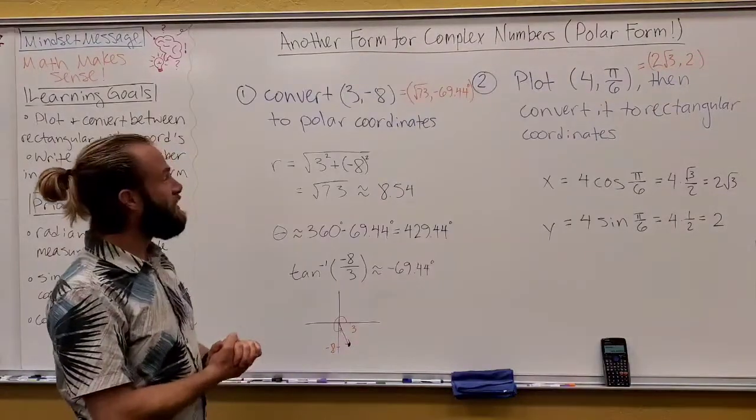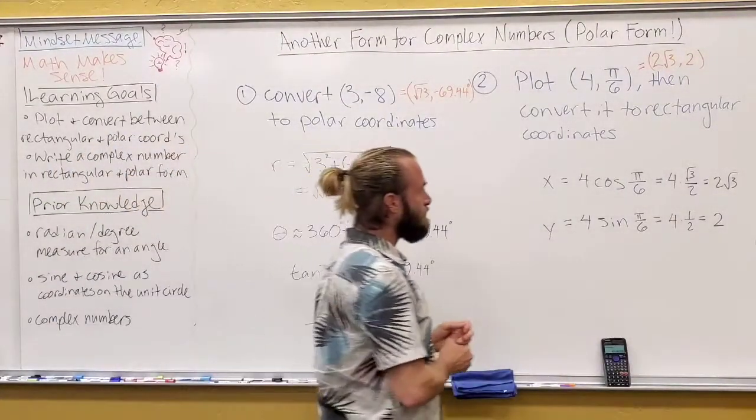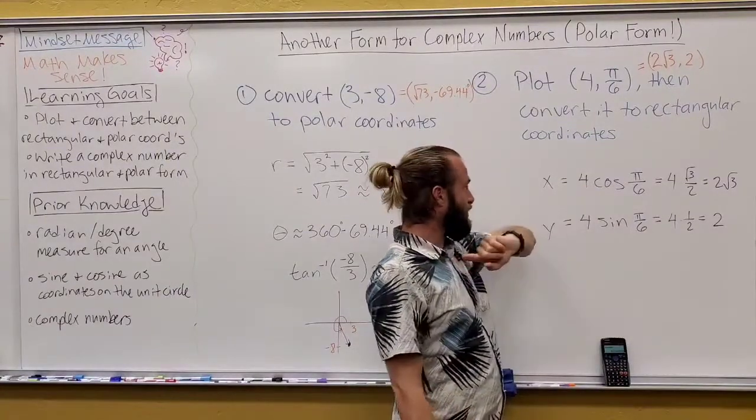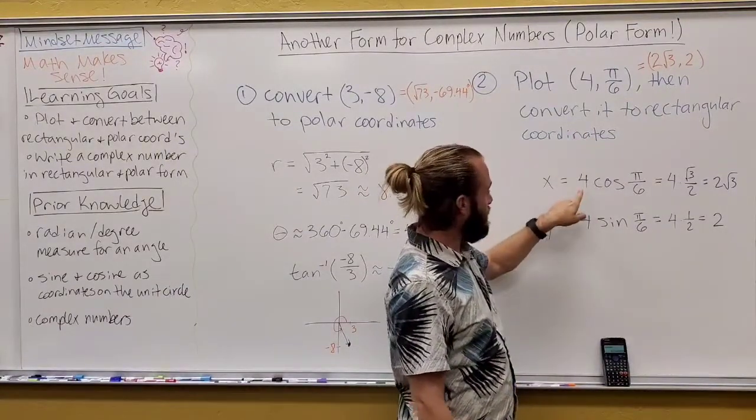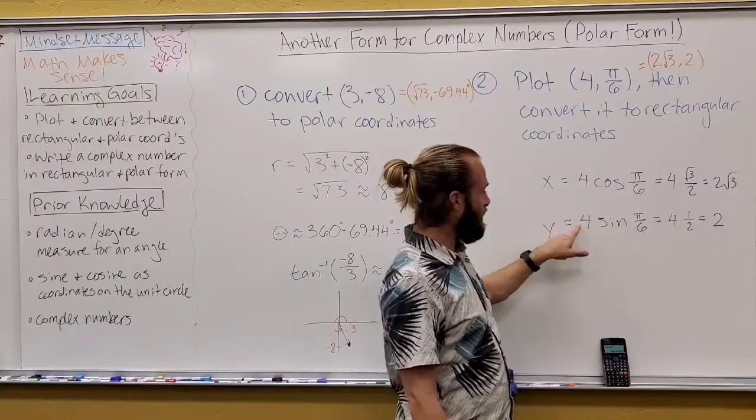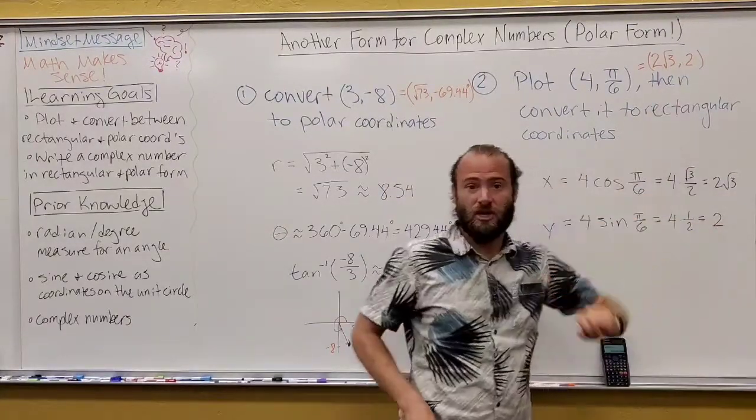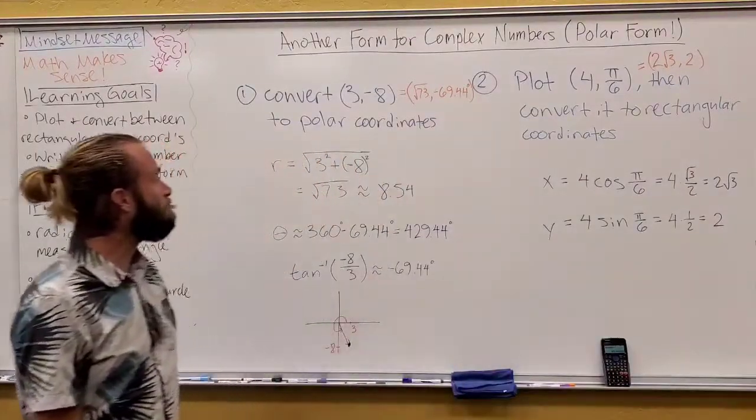Okay? So the other one here, probably a little more straightforward. You can simply just put right in there. So r cosine theta and r sine theta, and so you should get 2 root 3 and 2, and that should be your coordinates for that one.